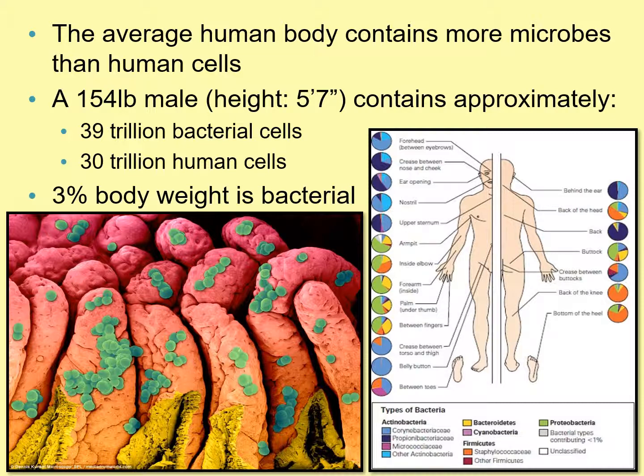And these microbes are usually about 3% of body weight. So in the male expressed above, he has about 4.5 pounds of microbes. Most of these are found on the gut. The picture on the bottom left of this slide is actually intestinal bacteria. Those green dots, that's Staphylococcus aureus.